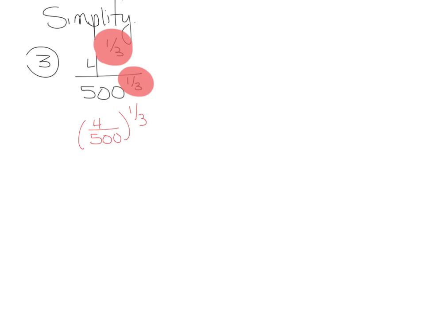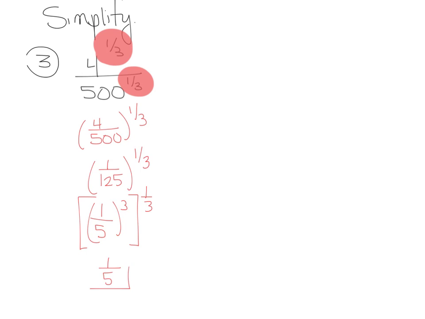And the purpose of that is to reduce that 4 over 500, 1 over 125 now, to the 1/3. And 125 is better for me. That's really 1/5 all cubed raised to the 1/3. 1/3 of 3 is 1, and we're left with our answer of 1/5.